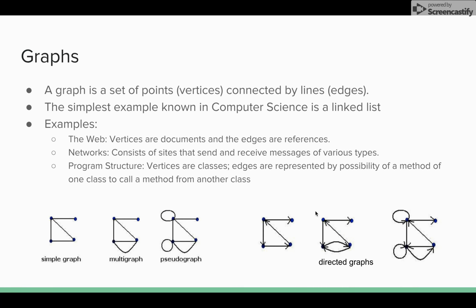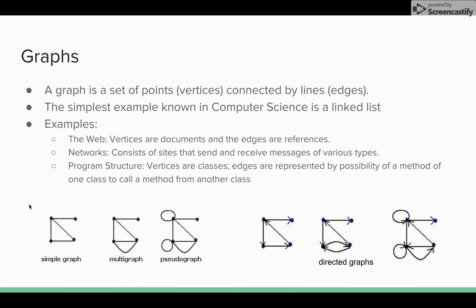Now, what are graphs? Graphs are essentially a set of points known as vertices connected by lines which are known as edges. The simplest example of a directed graph we know in computer science is a linked list. Some other examples in the real world are the web, where each document could be a vertex and they're connected to each other by references. In networking, each site sends and receives messages of various types, which are edges. Program structures as well, where each class could be a vertex, and connecting each of these classes are edges, which is a possibility of a method of one class calling a method from another class.